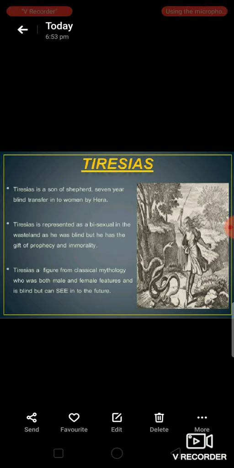See, since he was of the opinion of Zeus, ultimately he got a gift from Zeus. His wife was cursing, and Zeus blessed him, saying, even if you are blind, you can foresee the future. So he became a prophet, and he became immortal as well. Tiresias, a figure from classical mythology, has both male and female features and is blind but can see into the future. So this is something that I wanted to tell you about Tiresias and Sibyl.